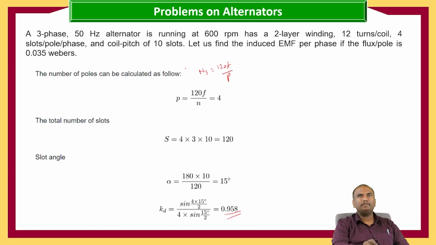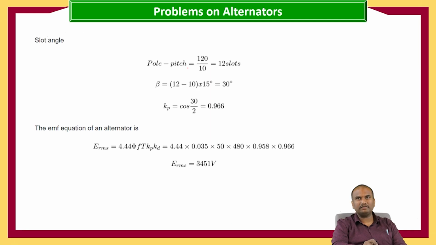Slot coil pitch of 10 slots, which is given. So the pole pitch is equal to 120 by 10, which is equal to 12 slots. Here beta is equal to (12 minus 10) into 15 degrees, which is equal to 30 degrees, where Kp is equal to cos beta by 2, that is equal to 0.966.